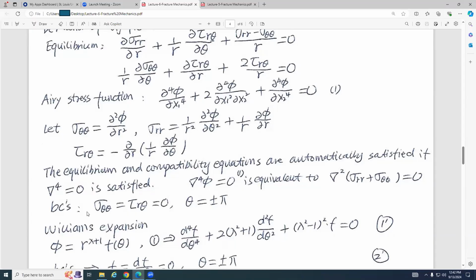And then for here, we have r and theta. We have two variables, and we just write sigma theta, d²phi/dr², and sigma rr equals this one. So this is 1 over r, d²phi/dθ², plus 1 over r, d phi/dr. So we write these three equations. The equilibrium and compatibility equations are automatically satisfied if this is delta⁴ phi equals 0. If this one equals 0, then the equilibrium and the compatibility equations will be automatically satisfied.